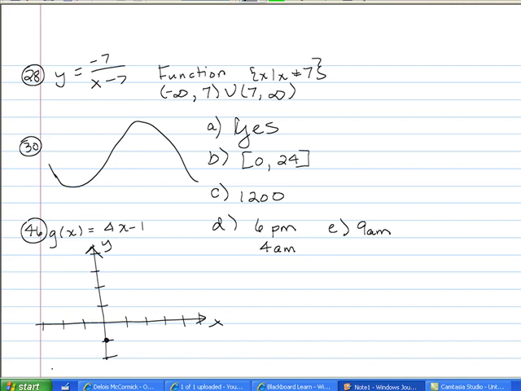Okay, in 52, we have g of x, or y, is equal to -4. Two, three, 4. 1, 2, 3. Okay. So that would be a horizontal line.